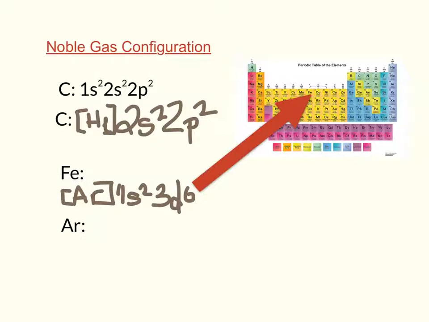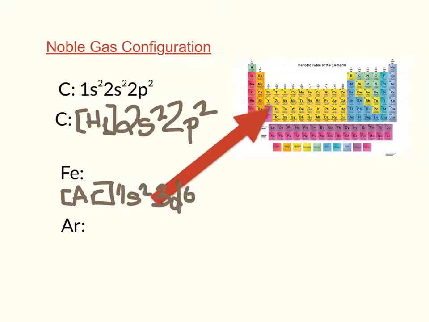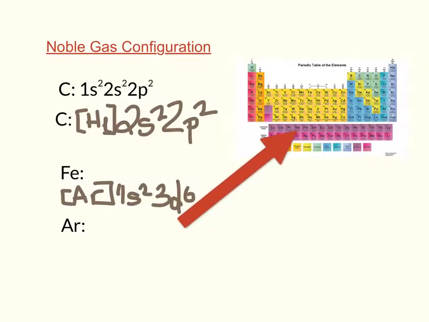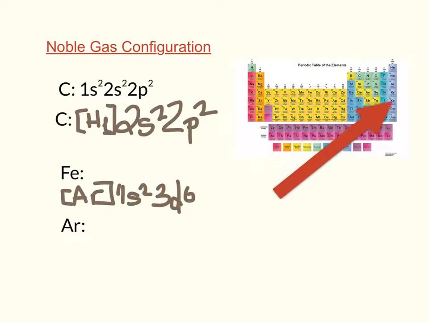Now, you can do this for any element. You just have to make sure that you count backwards. It can be a little bit tricky to count backwards for some of the things in F blocks, just because they plug in right here. But count backwards until you get to the last noble gas, and then you're good.